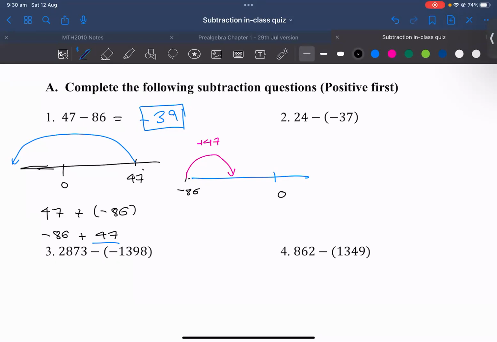That means I should subtract. Right, because it's getting smaller, because it's getting closer to 0. So I should do 86 minus 47. And that's equal to 39. Since this is still to the left, you should make it negative. But okay, I'll tell you a shortcut from here on. If it's opposite signs, you should subtract.